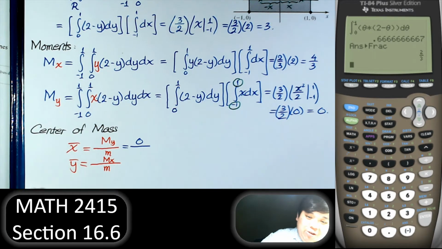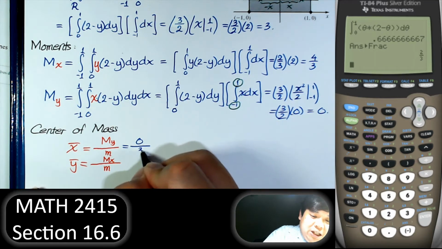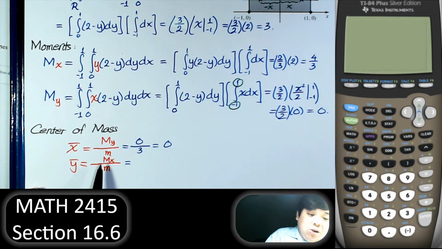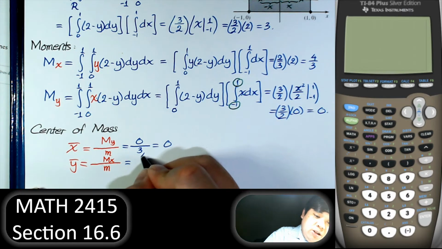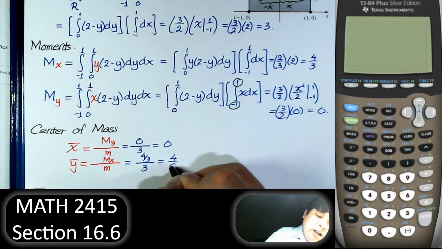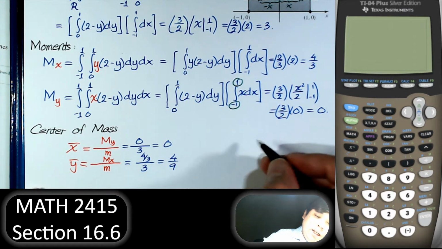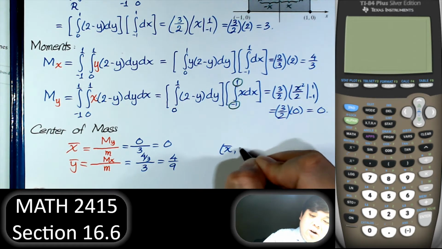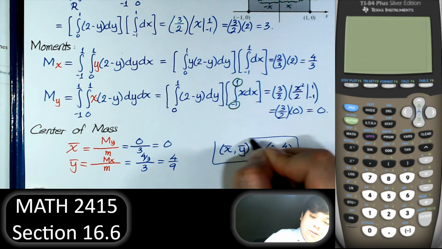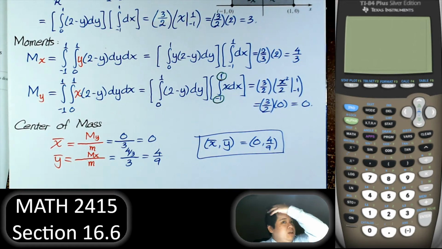Just make sure that the previous one is correct. And the mass is 3. 0 divided by 3 is 0. And the moment about the x-axis is 4 thirds. Divided by 3 is 4 over 9. So the center of mass, x bar, y bar, is 0 and 4 over 9. Simple enough. Right.